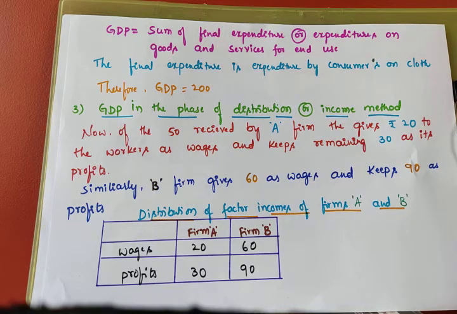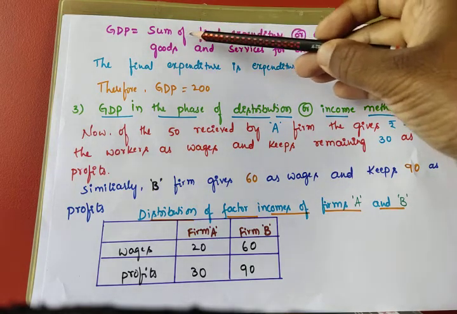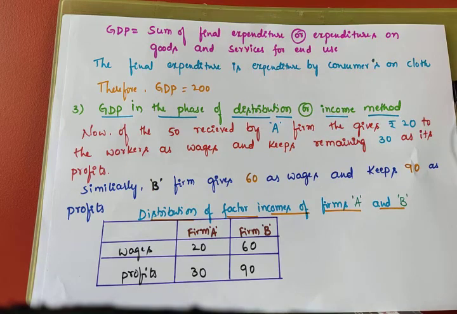We can calculate only the expenditure done by each firm, that is, only the final expenditure. We should ignore the intermediate goods expenditure and add only the final expenditure that each firm makes. So here, using that same example, we can calculate the GDP. It means the total of final expenditures, or expenditures on goods and services for end use.